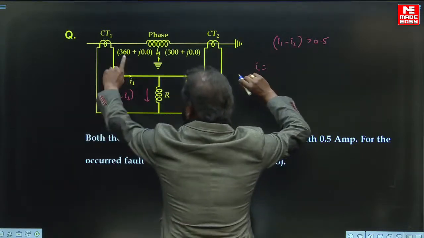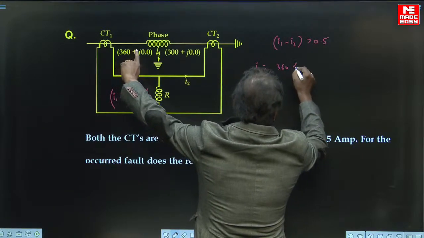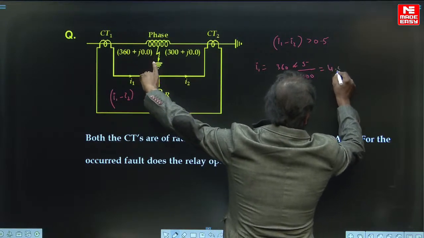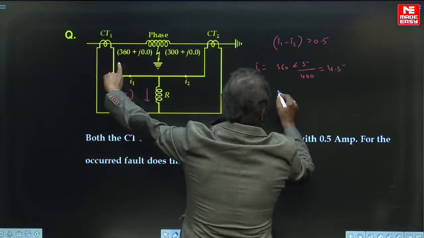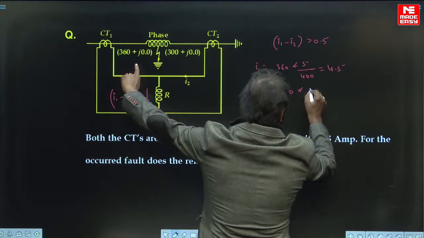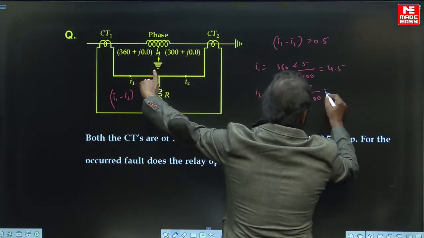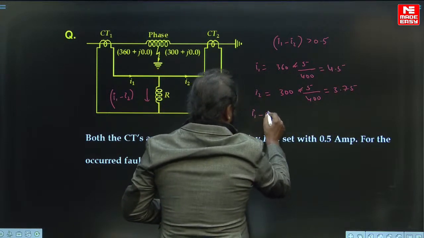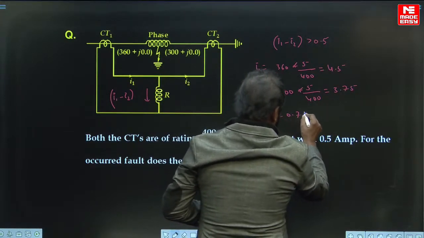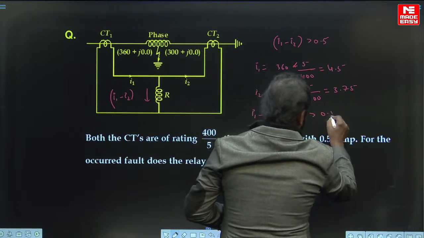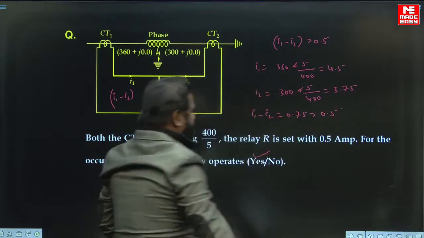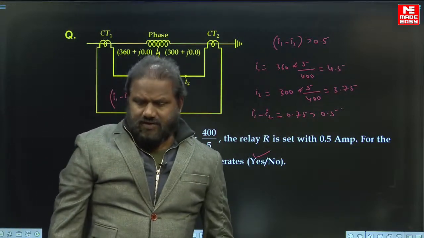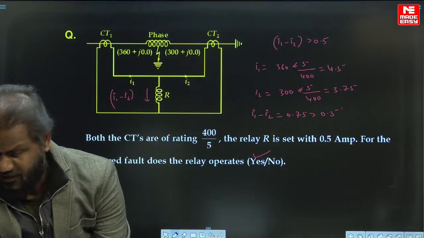I1 is equal to how much? 360 into 5 by 400, that equals 4.5. I2 is equal to 300 into 5 by 400, that equals 3.75. I1 minus I2 is equal to 0.75, greater than 0.5. So the relay will operate. If it comes less than 0.5, the relay will not operate. Okay. These are certain questions that you have to prepare.